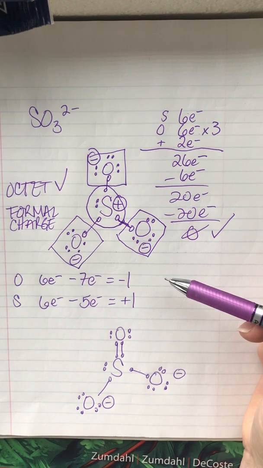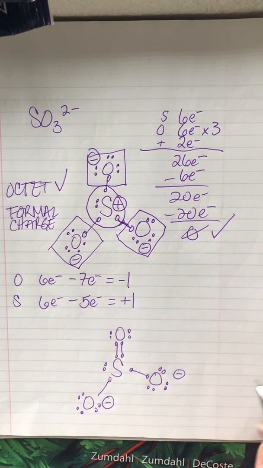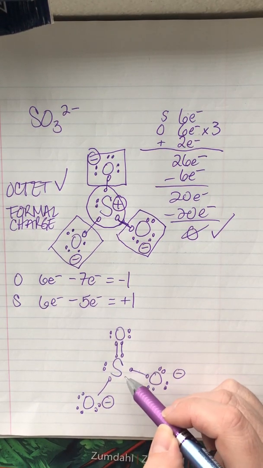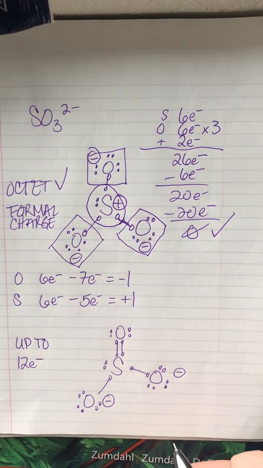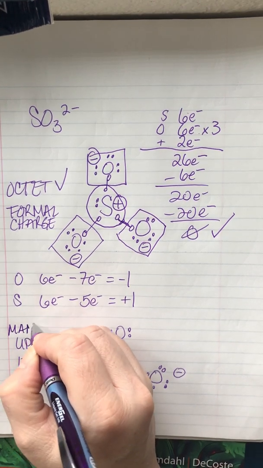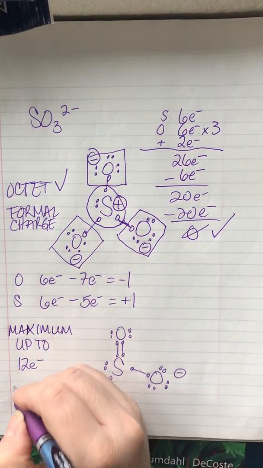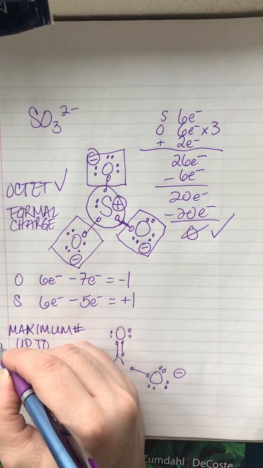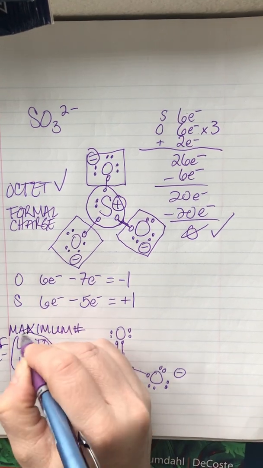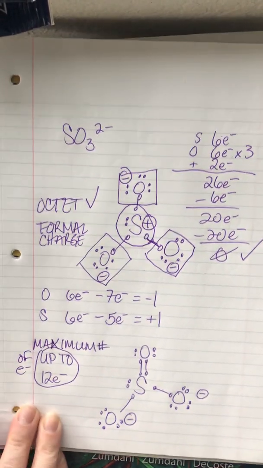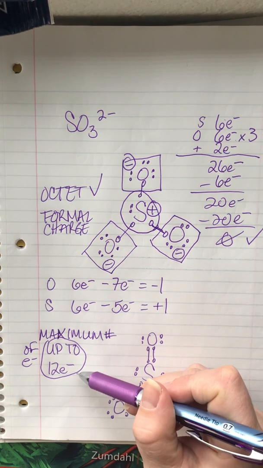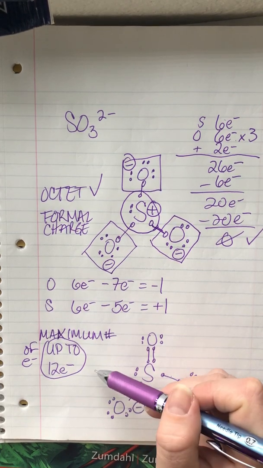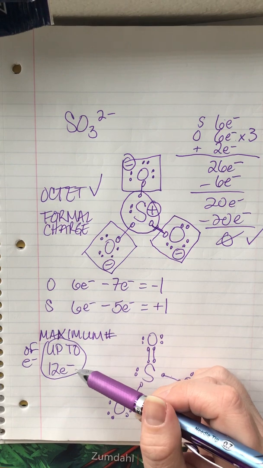Kinda, sorta? Cool. So in this case, the sulfur is allowed to have up to 12 electrons around it. So this is the maximum number of electrons. Is that for every element that exceeds the octet? That's correct, yes. Any element that's exceeding the octet can have a maximum of 12. So 8 is our minimum and 12 is our maximum.